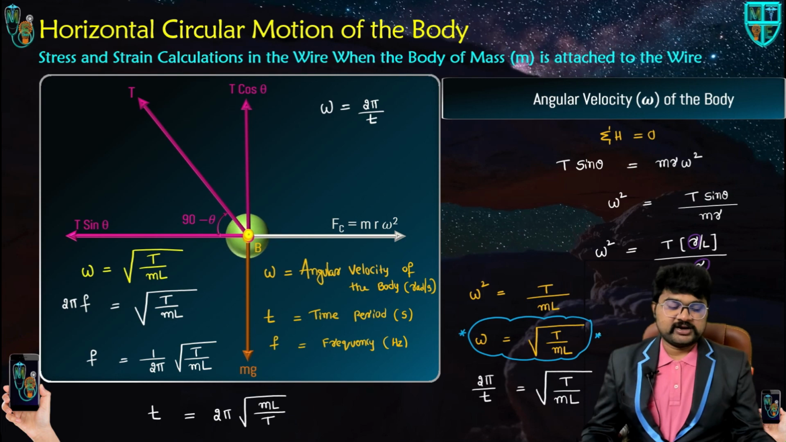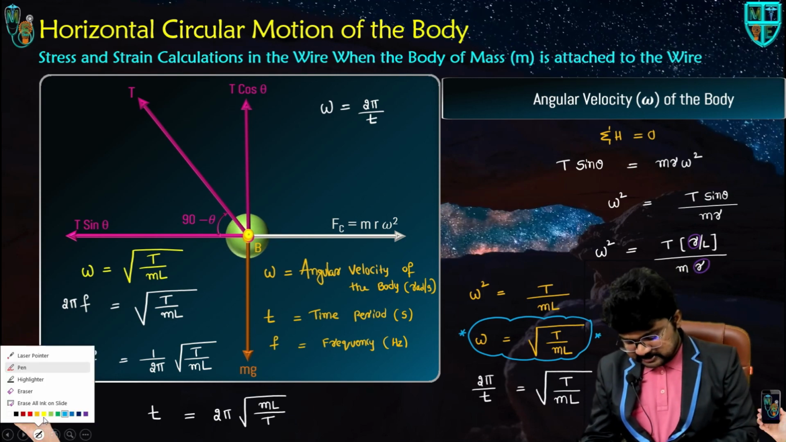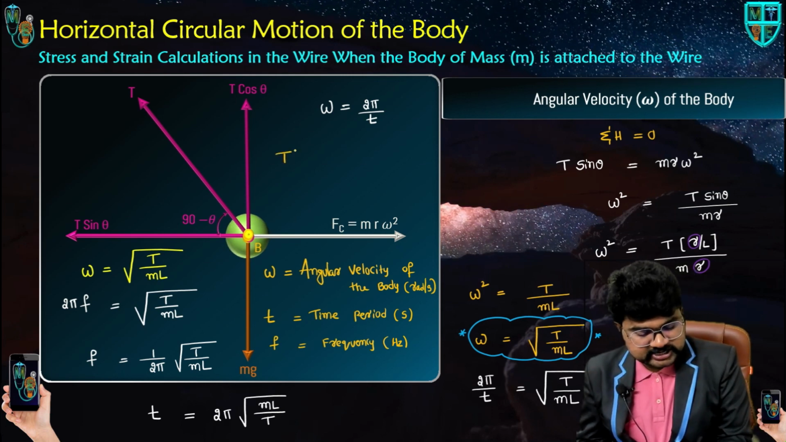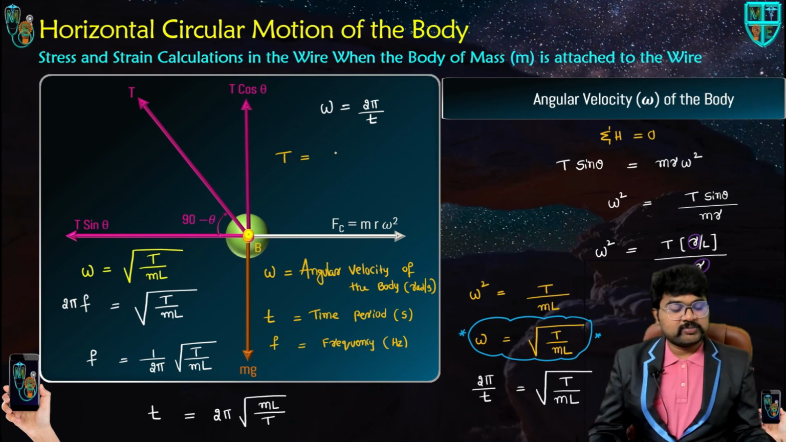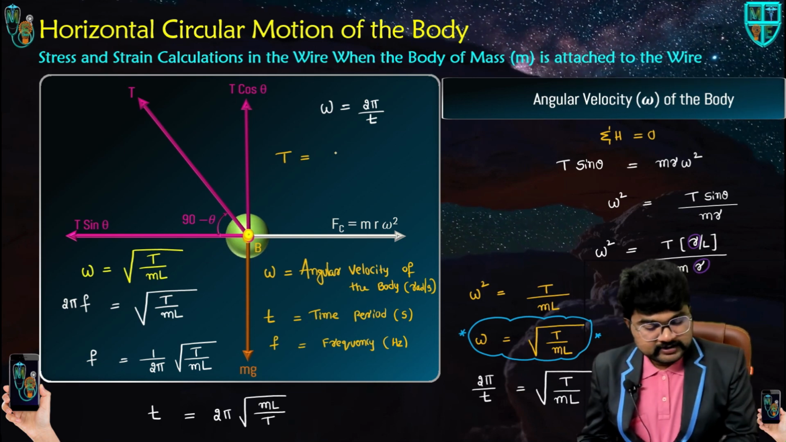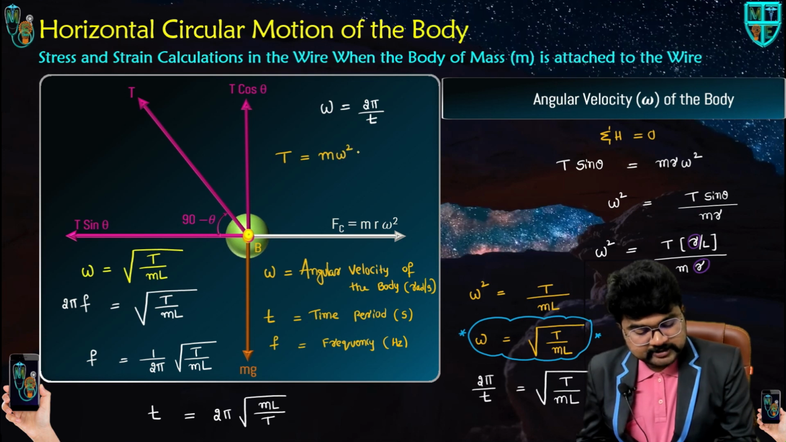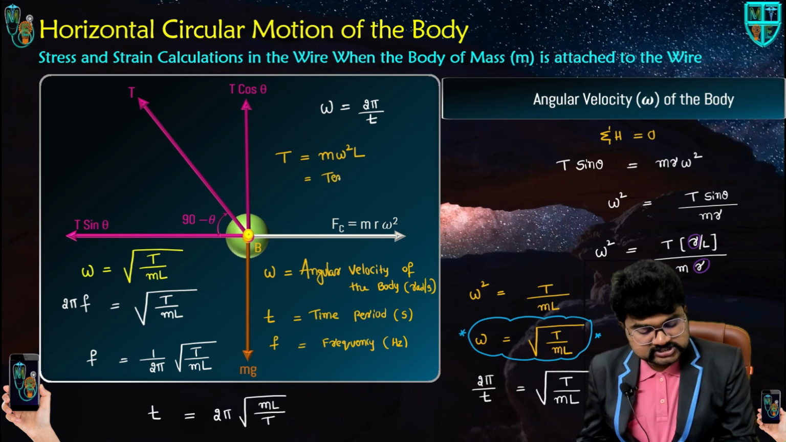Tension in the string, T. What is the tension in the string? This is the tension in the string. How much is obtained? Tell me. m omega square L. So this is the tension in the string.